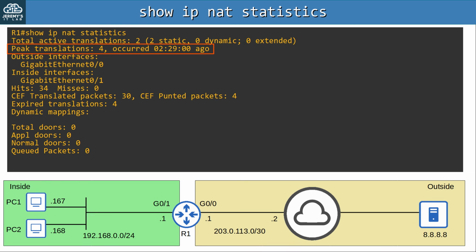Peak translations is 4. That's the highest number of translations that have been in R1's NAT table. Here you can see the outside interface, G0/0, and the inside interface, G0/1.